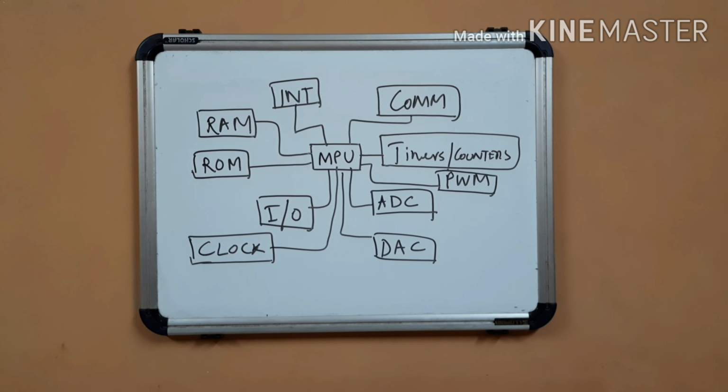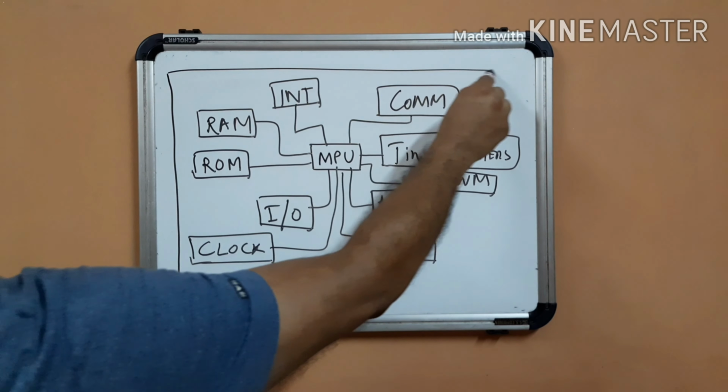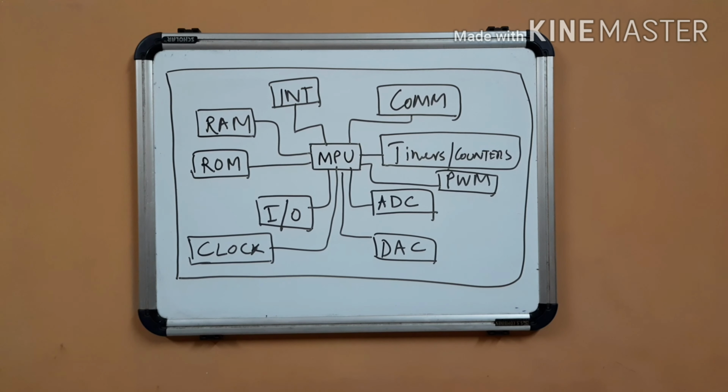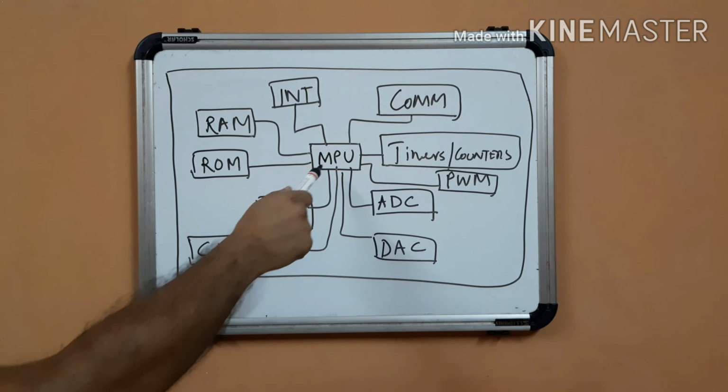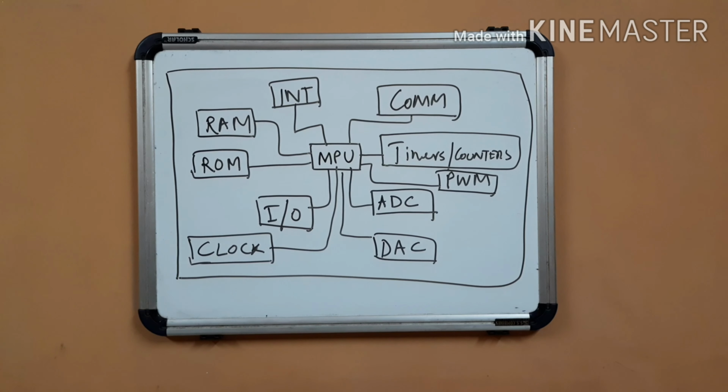Now, if I put them into a box, this is called a microcontroller. And that is the difference between a microprocessor and a microcontroller. A microcontroller is a box of paraphernalia.